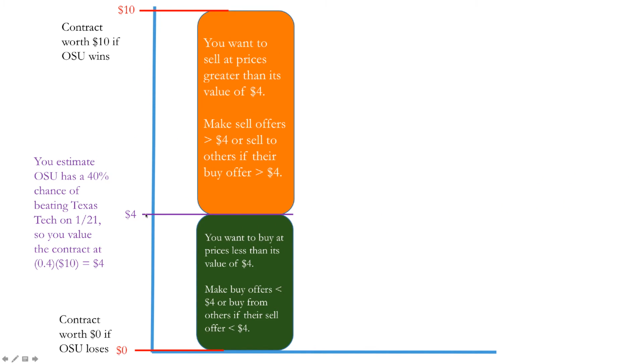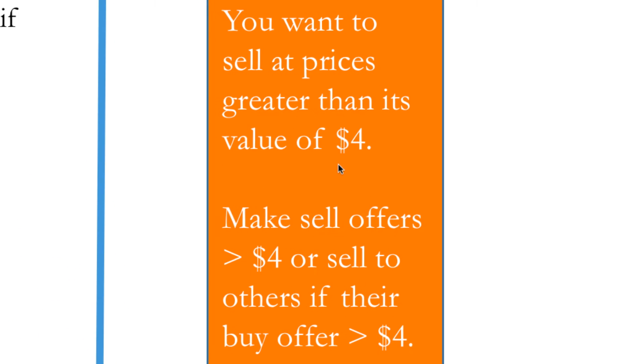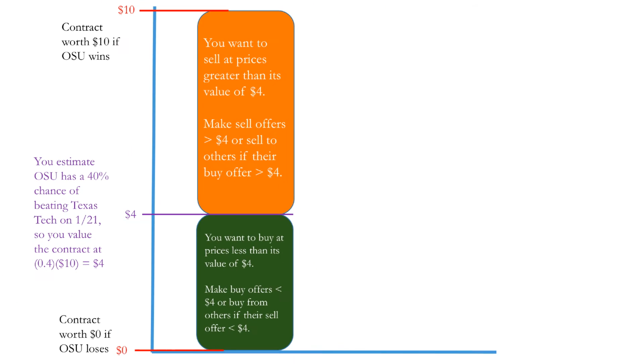You set that number, and that's what you use as your trading strategy. And if you perceive its value to be $4, you want to sell at prices greater than its value of $4. So you might want to put in sell offers that are greater than $4. So you want to make sell offers greater than $4, or sell to others if their buy offer is greater than $4. So let's start here and let's see if we can sell at a price greater than $4.